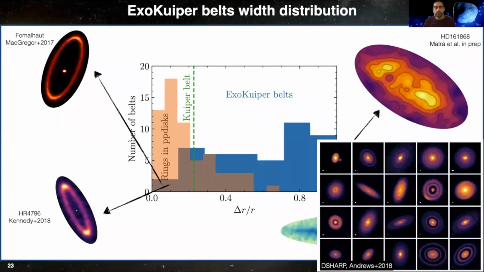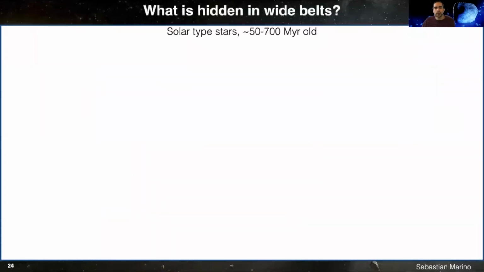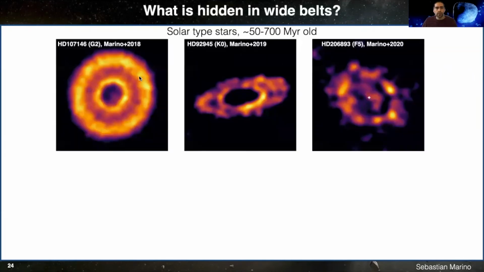So to understand better this question about the width of debris disks, or what's hidden in these wide belts, I've looked at 3 specific systems with ALMA that we knew have wide debris disks, and we looked at them with enough resolution to resolve the radial distribution with a few resolution elements. So we will be sensitive to structure in those belts. And what we found is the following.